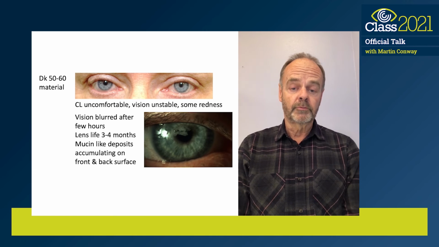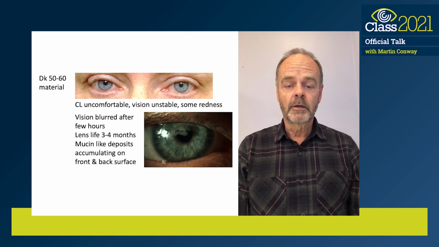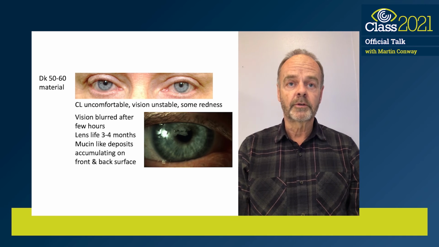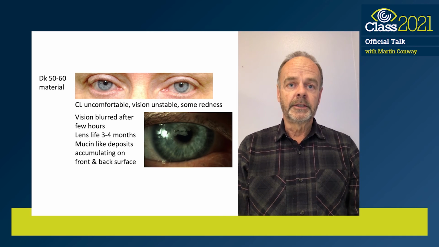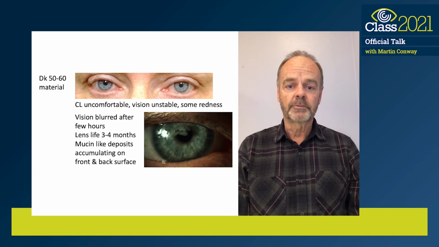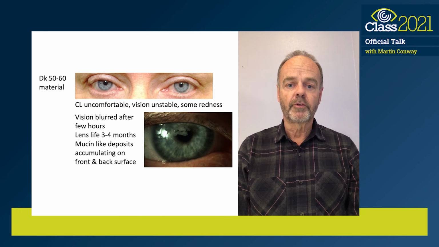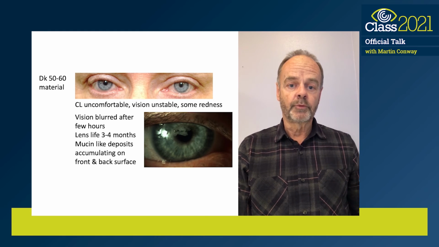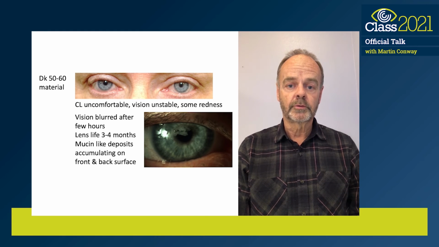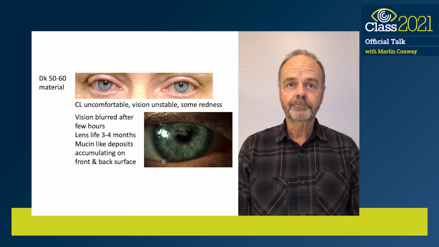She still suffered from redness. Her vision became more blurred after a few hours. The lenses attracted mucin-like deposits, both on the front and the back surface, and lens life was a maximum of 3 to 4 months before they were so deposited that we had to exchange them for new lenses.